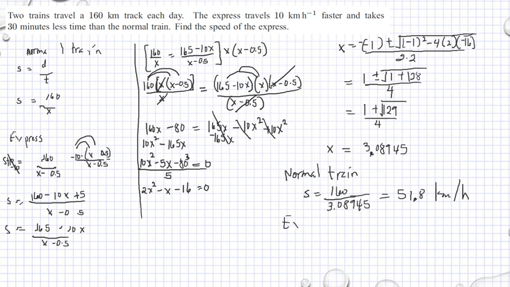But the express should have 51.8 plus 10 kilometers per hour. That means 61.8 kilometers per hour.